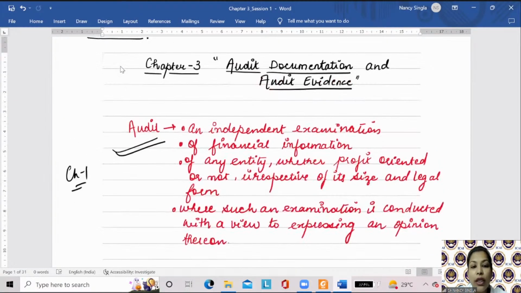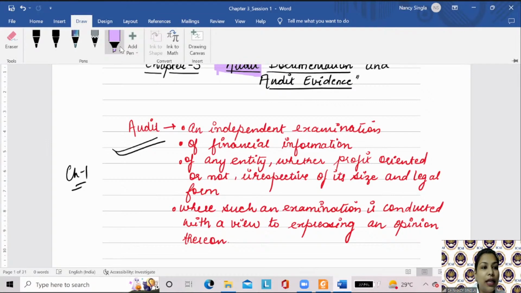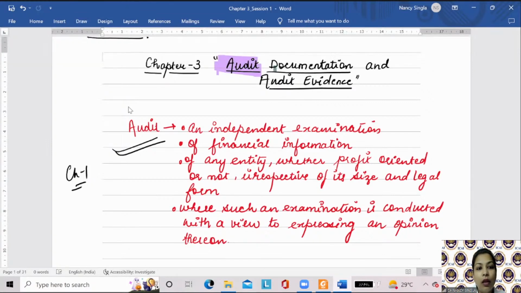Now, quickly tell me what comes to your mind when I ask you about documentation. Any synonym or meaning of the term documentation. So we have understood what is meant by audit. Now tell me what is meant by the term documentation. Quickly, I'm waiting for your replies. When documentation is discussed, the first thing that comes to my mind is a record kind of thing, a record of something.